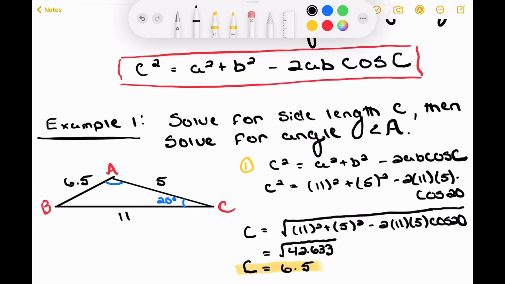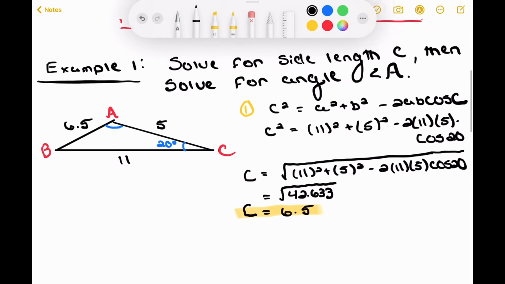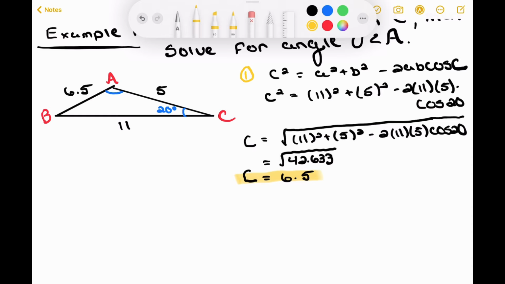Perfect, but we're not quite done yet because they asked for a second detail. The second detail they asked for was, let's solve for the angle A once we know that side C. So for step 2, we need to write it such that we can get the formula that gives us that angle.